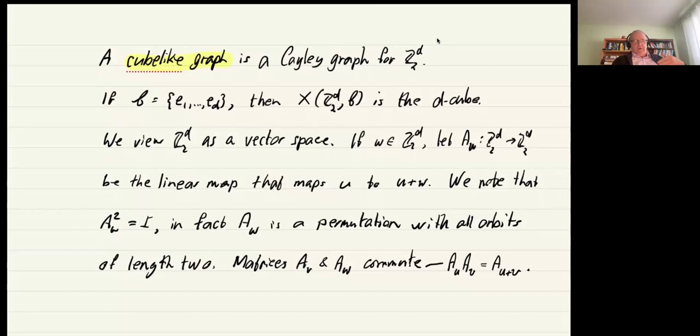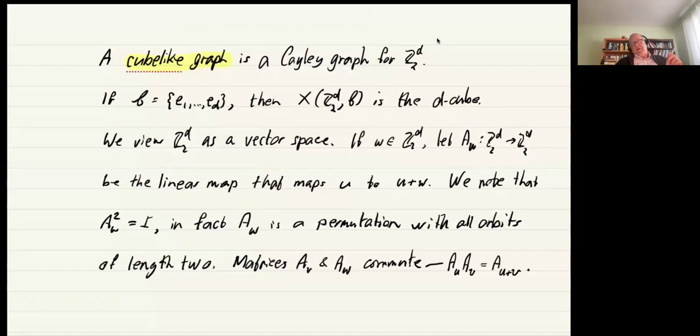In a sense, I've told you if I choose my connection set, then I get a Cayley graph for Z2 to the d that's cube-like. Now I'm giving you another description in terms of matrices. So the idea is if I pick a binary vector W, I'm going to define a linear map from Z2 to the d to itself. It's a vector space, so it's just a plain old-fashioned linear map. And the rule is that it maps U to U plus W. So it just adds W to each vector. Now, if you add W to U plus W, you get U back again. So you see that the square of A_W is the identity.